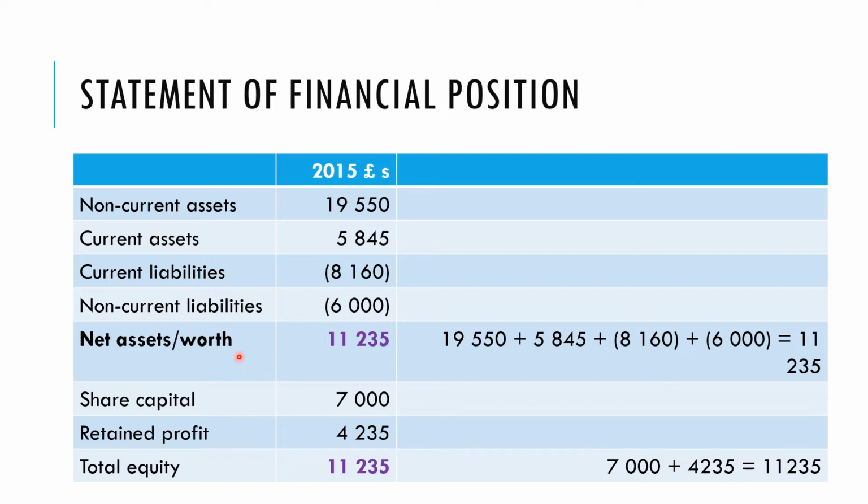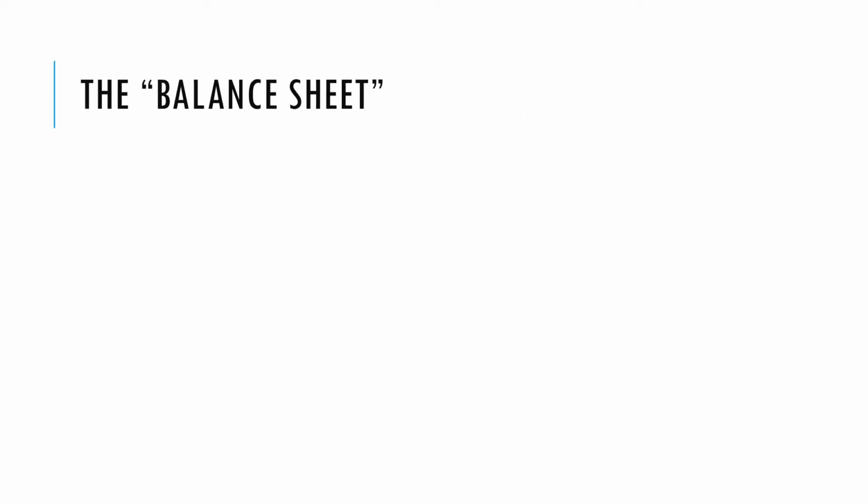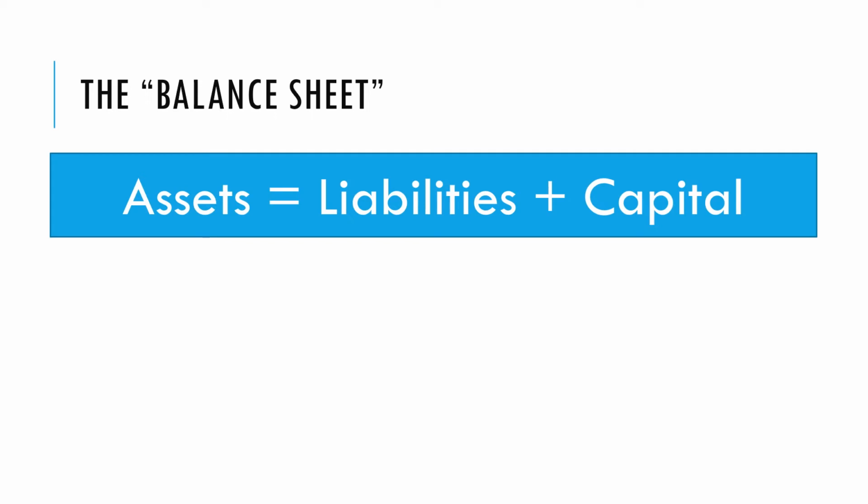So you'll notice here that the net assets and the total equity are the same. They balance, and that is why this is commonly called a balance sheet. So let's look at that now. Why does the balance sheet balance? Well, the assets of a business are always going to be equal to the liabilities, the money owed, and what the shareholders have put in, the capital. Let's look at a quick example to illustrate this.